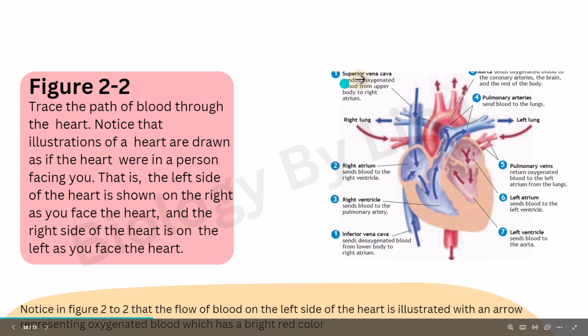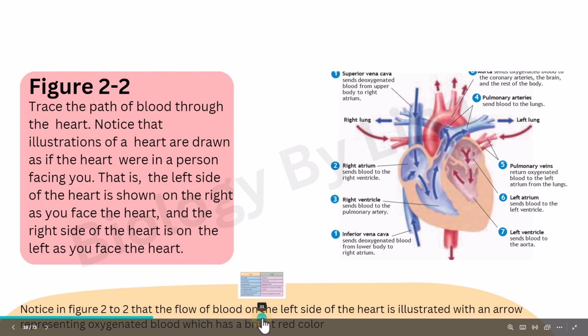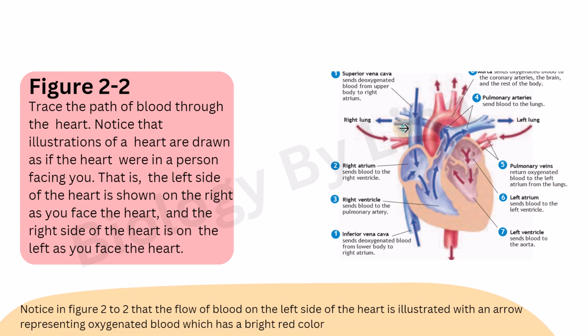Here is the figure in our book that shows the whole pathway of the circulation of the blood in the heart, as we mentioned before. It says to trace the path of blood through the heart. Notice the illustration of the heart is drawn as if the person is facing you. That's why our right side would be the left side in the figure, and our left side will be the right side in the figure. And we see the flow of the blood on the left side of the heart is illustrated with an arrow representing oxygenated blood, which has a bright red color, while the blue color is for deoxygenated blood, which is poor in oxygen.